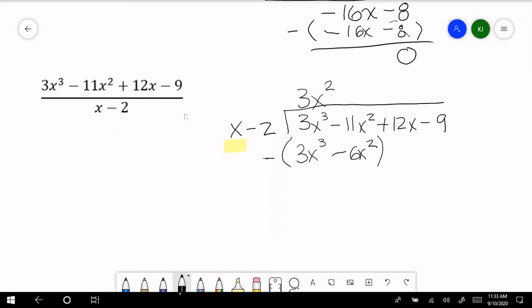And then I'm going to subtract them. Now be careful. 3x cubed minus 3x cubed, that's nothing. Negative 11x squared minus a minus. So minus a minus is a plus. So negative 11 plus 6 is negative 5. Then you bring down the next piece.